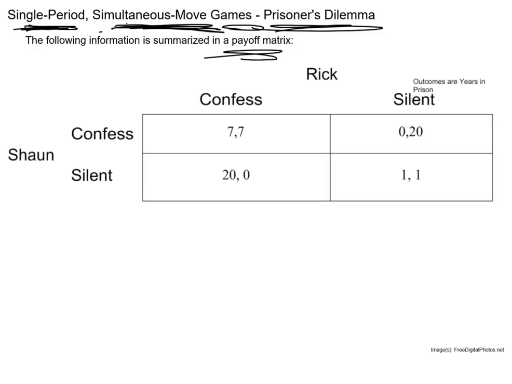This payoff matrix has three main parts to it. Whenever we think about a strategic situation, we want to focus on three main parts. We've got the players, which are the entities who are making decisions.